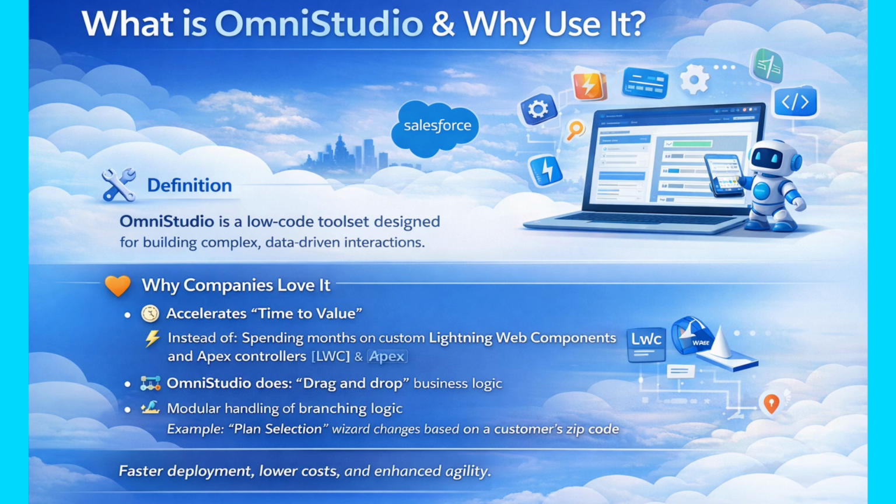This reduces development time and improves productivity. OmniStudio also helps in handling complex business logic. For example, a plan selection screen can change dynamically based on customer details like zip code.